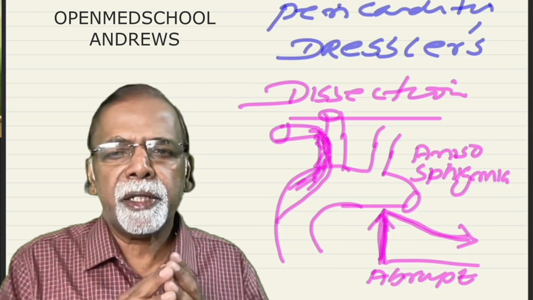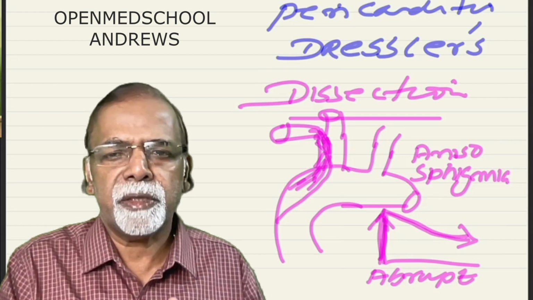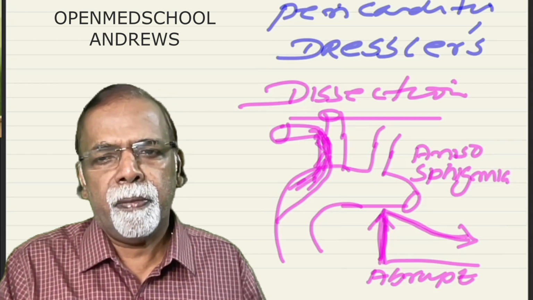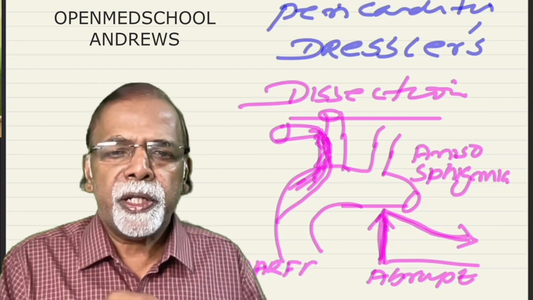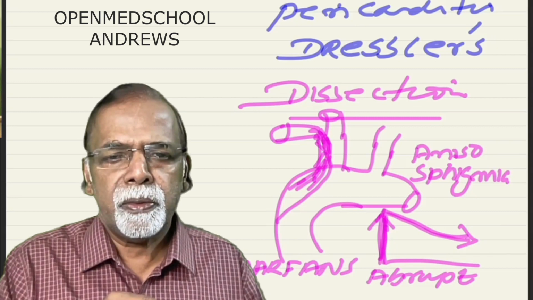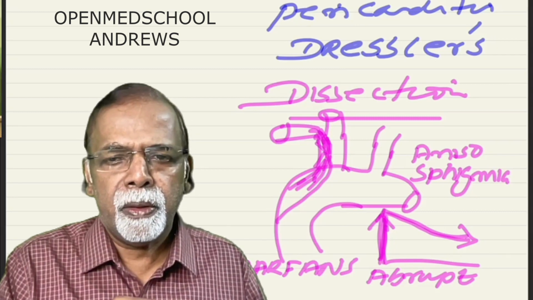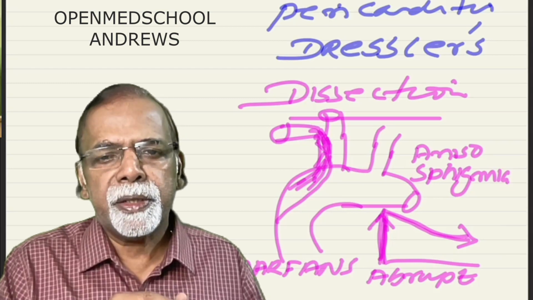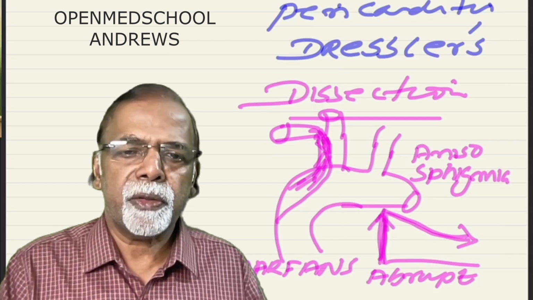The predisposing factor for dissection, the most important condition you should remember, is Marfan syndrome. A family history of aortic disease may be there, or aortic valve disease, previous manipulation of the aorta, or a history of a thoracic aortic aneurysm.